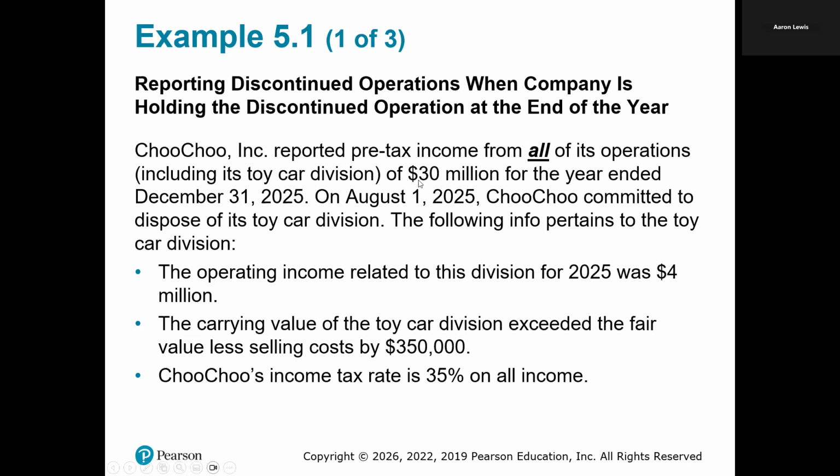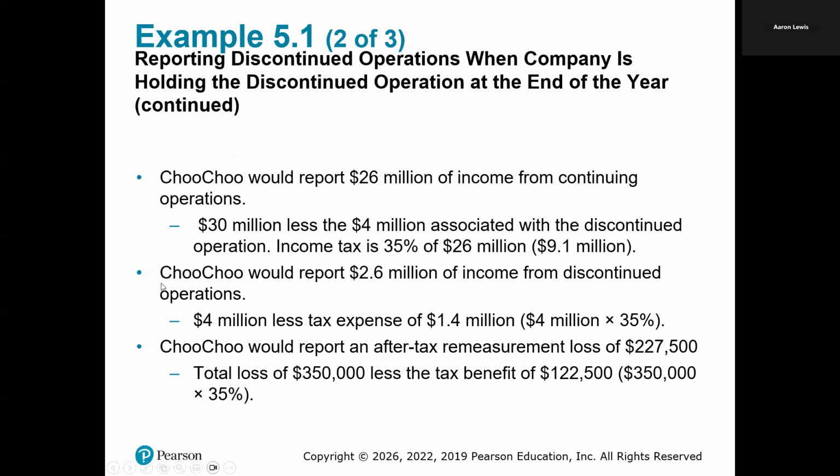While it was $30 million for everything in the company, $4 million of that came from this toy car division that we are disposing of. Apparently, we were in the process of liquidating all these assets, and the carrying value that they were being carried at, the GAAP historical cost basis, was $350,000 higher than the fair value we had to mark them down to when we declared this to be something that we were going to discontinue. So we had a $350,000 loss on the revaluation of our assets. And since we have to report things net of tax, we have to know what our tax rate is. Let's assume that Choo Choo has a 35% tax rate. Well, how does this break down?